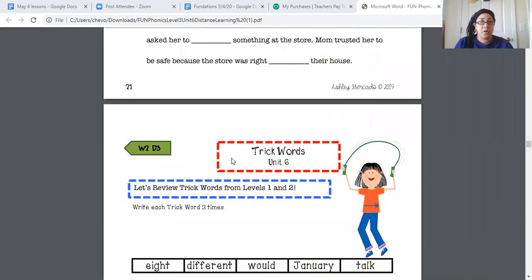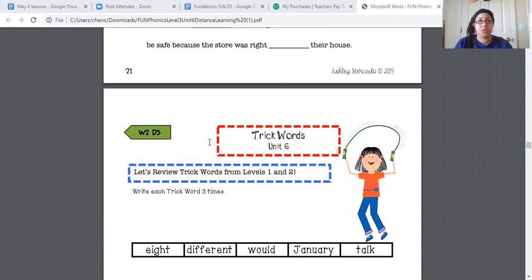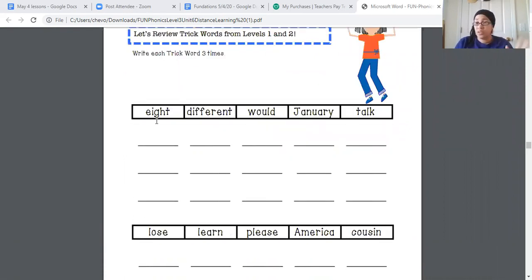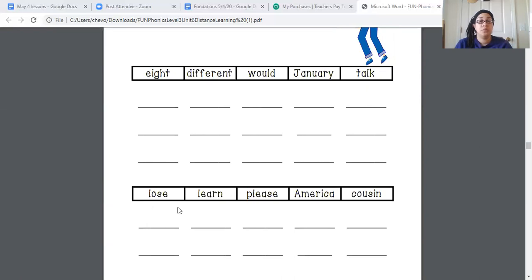All right, let's move on to these trick words. I would like to read these, okay? You can say them before me or you can say them after me. We have 8, and they want you to write these 3 times. Different, would, January, talk, lose, learn, please, America, and cousin. Okay, that's it.